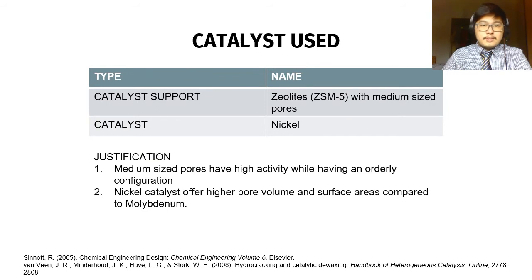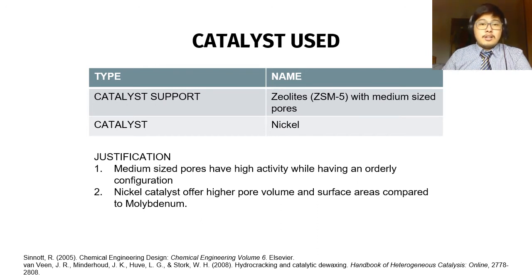The catalyst used for hydrocracking processes must be bifunctional, as they should be able to break and rearrange hydrocarbon chains, in addition to being able to add hydrogen to aromatics and olefins to produce naphthenes and alkanes. Zeolites, or more specifically ZSM5 with medium-sized pores, are used as catalyst support, as medium-sized pores offer higher activity compared to large pores, while also having a more efficient and orderly configuration of the adsorbed molecules compared to smaller pores.